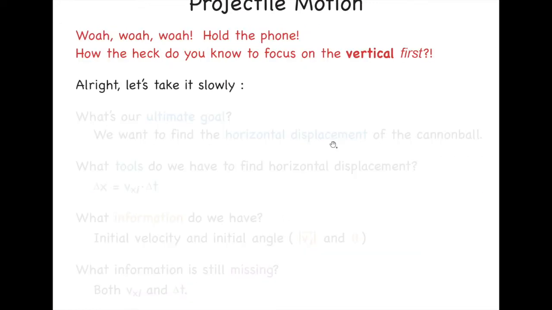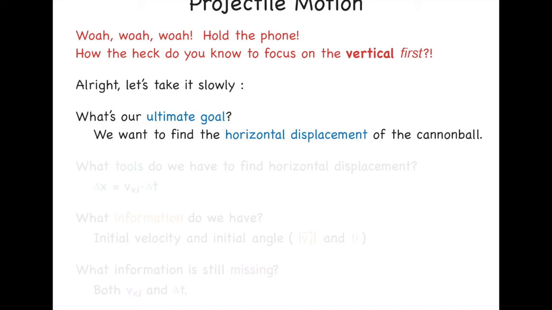So how the heck do we know to focus on the vertical first? Well, as always, let's go back to asking what our ultimate goal is. Right? We want to have this goal-oriented problem-solving mentality. So our goal was to find horizontal displacement, right? If our goal is to find horizontal displacement, then how did we know to go vertical first?